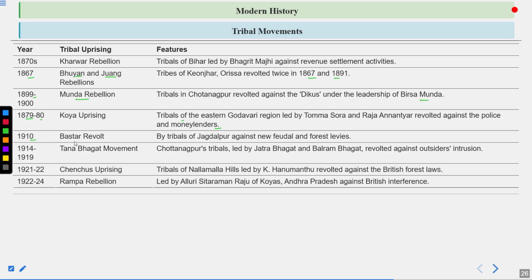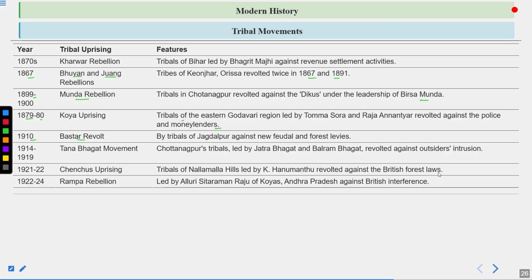Then in 1910, Bastar revolt by tribals of Jagdalpur against new feudal and forest levies. 1914 to 1919, Tana Bhagat movement. Chota Nagpur's tribals led by Jatra Bhagat and Balram Bhagat revolted against outsiders' intrusion. 1921 to 1922, Chenchu uprising. Tribals of Nalamala Hills led by K.